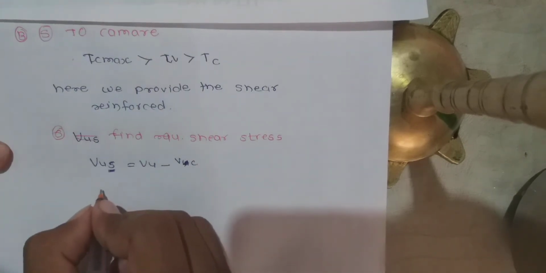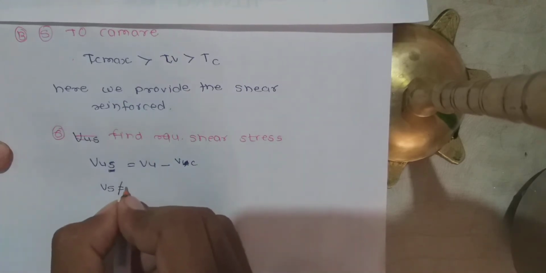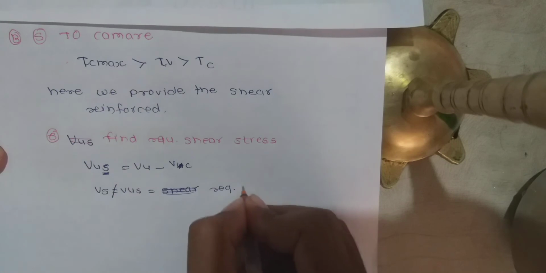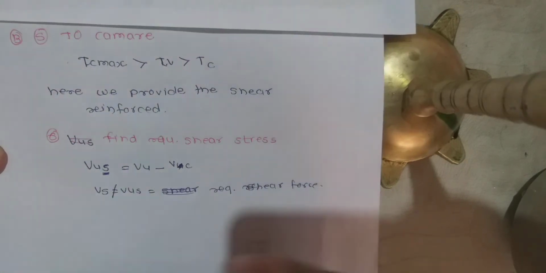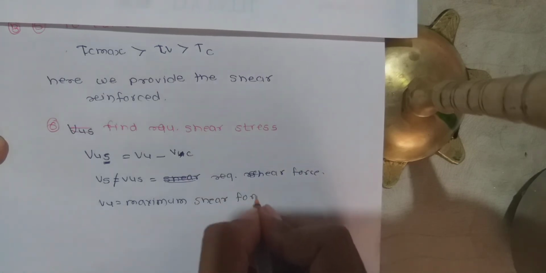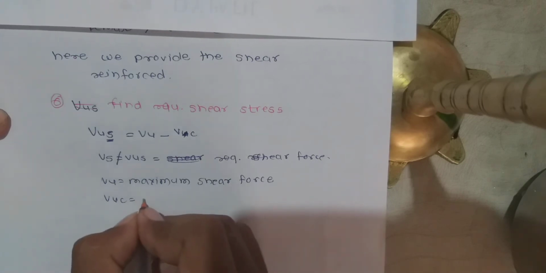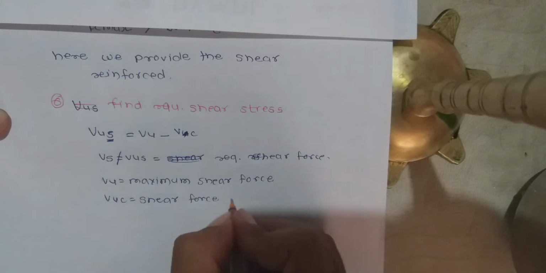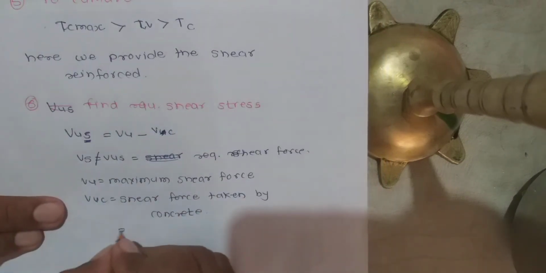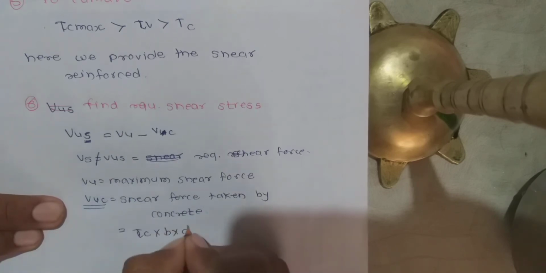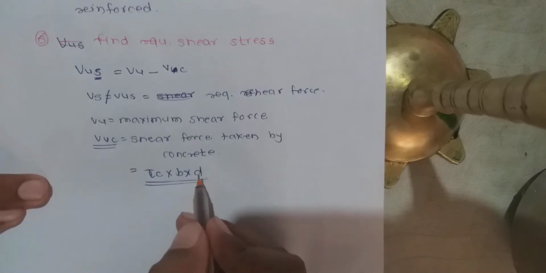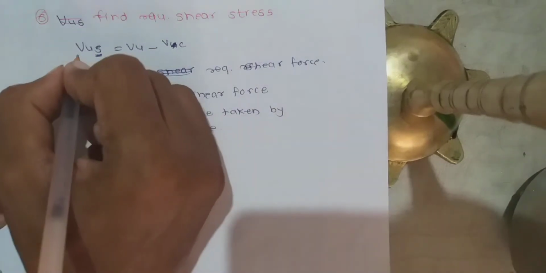So Vus is the required shear force. Vu is the maximum shear force, and Vuc means shear force taken by the concrete. So Vuc means tau c into b into d. Tau c means permissible stress in the concrete, into b, width of the beam, and into d, effective depth of the beam. So here we got Vus.